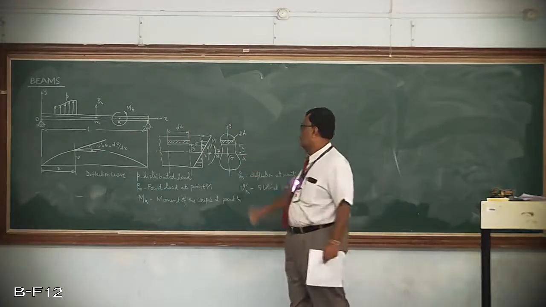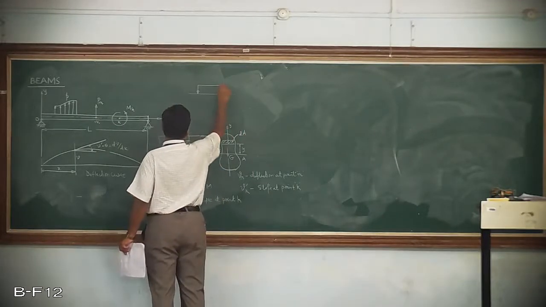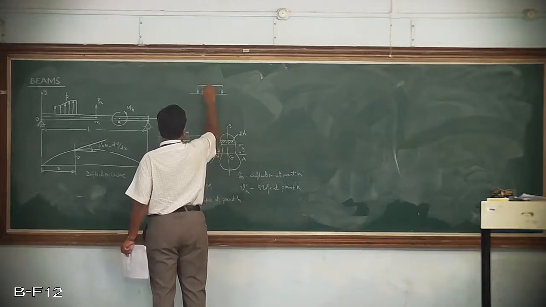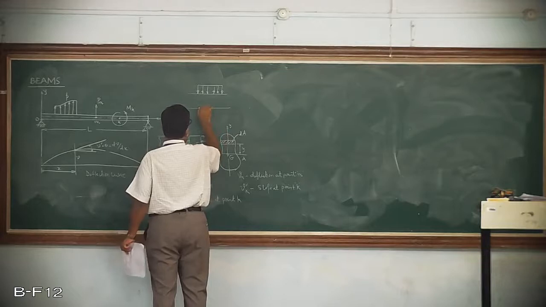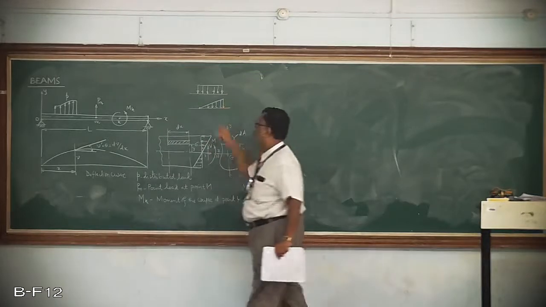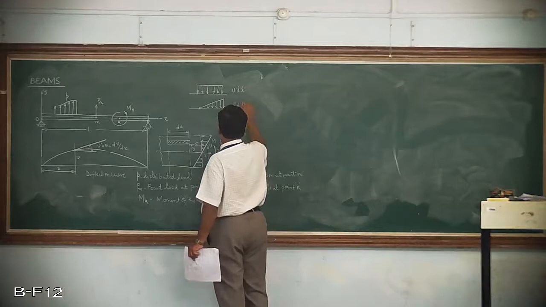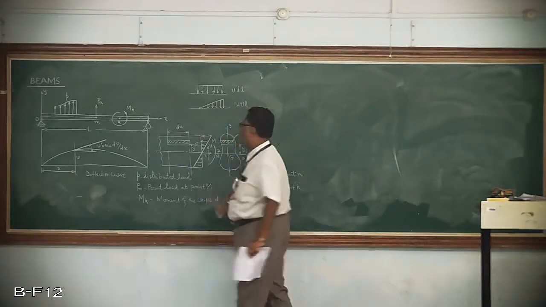And in a similar manner, if I show this load in this direction, this is called a uniformly distributed load. Suppose it is varying from 0 to some particular value, then it is called a uniformly varying load. These are UDL and UVL, we call it: uniformly distributed load and uniformly varying load.